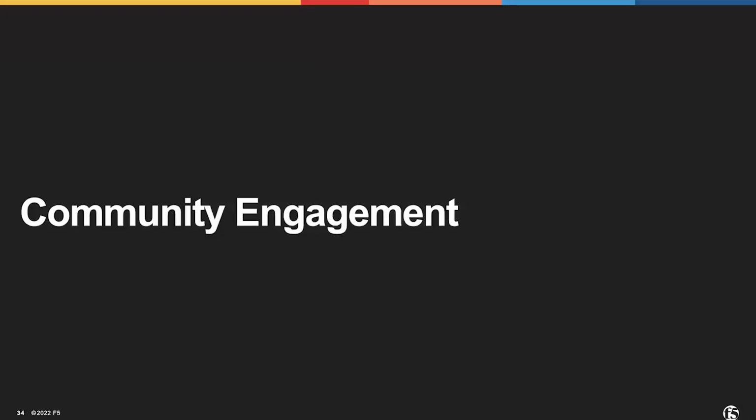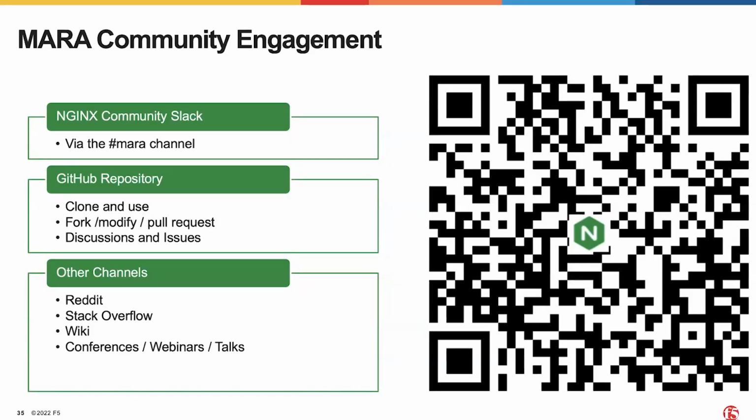Last, I want to talk a bit about community engagement with the Mara project. We've spent a lot of time over the last year writing blog posts, giving talks at conferences, and having conversations with people on GitHub and on our NGINX community Slack. And we love to hear from people. We love to talk about Mara. You can scan the QR code here and be directed to our NGINX community Slack and join the Mara channel. You can go to the GitHub repository and clone and use our repo. You can fork, you can modify, you can issue pull requests. You can engage in discussions and issues.